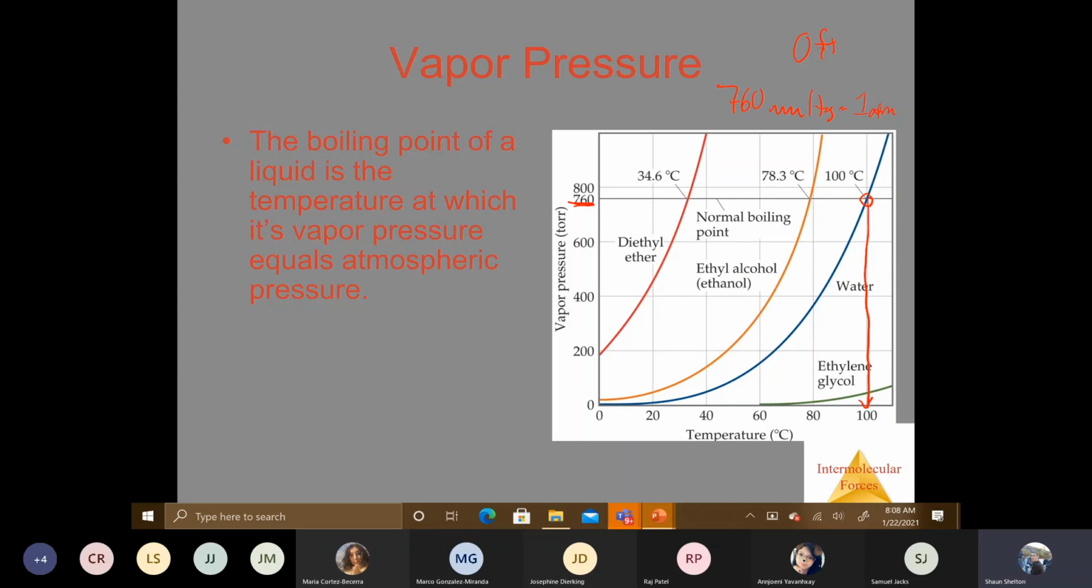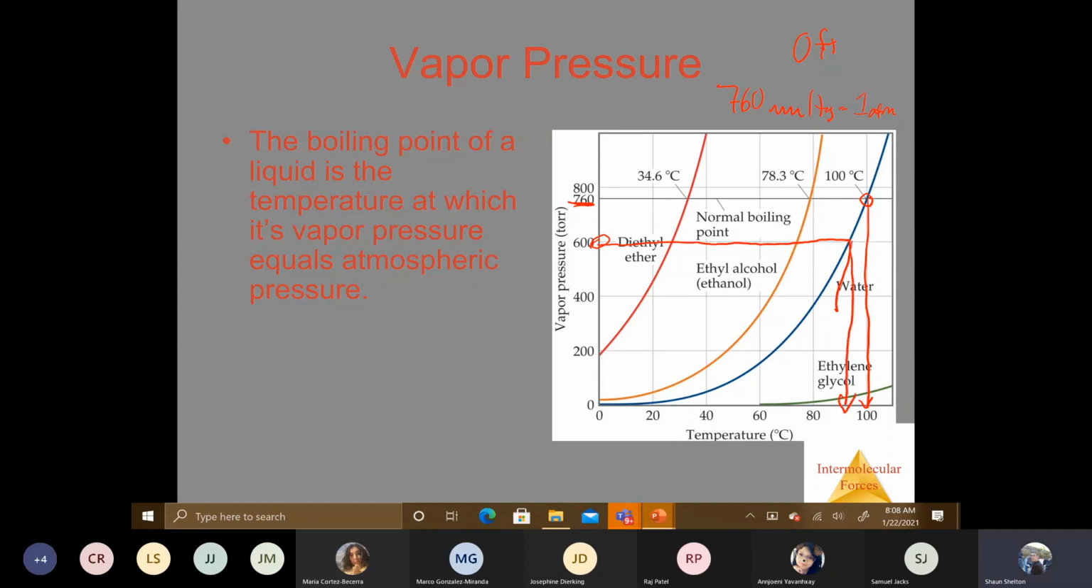Now, let's say that you go up to the top of Mount Everest. Mount Everest is about 30,000 feet up in elevation, and let's say that they measure a pressure of 600 millimeters of mercury there. We ask the question, okay, what's the boiling point of water going to be there? So it comes straight over and comes straight down.